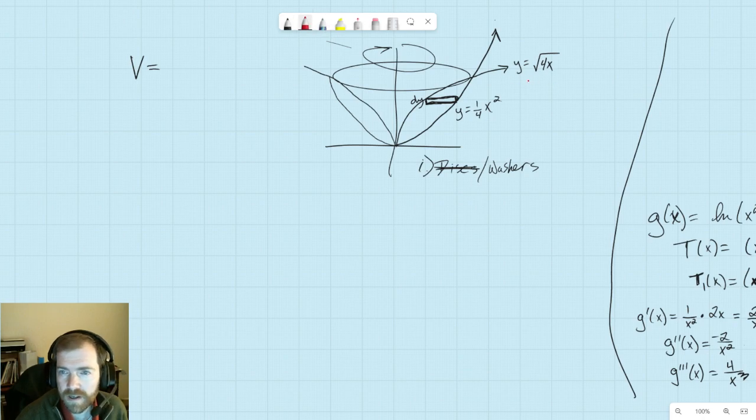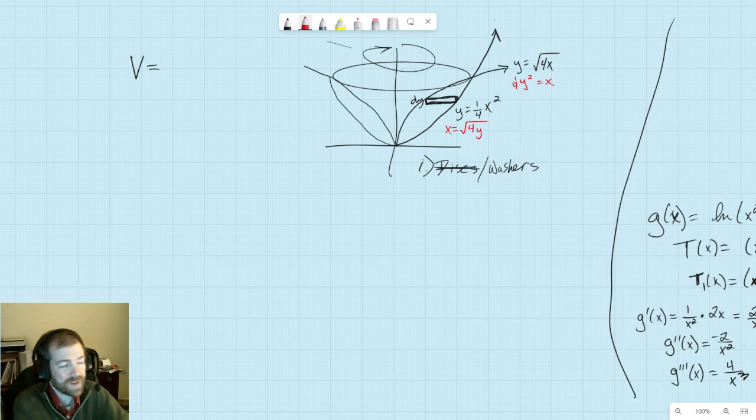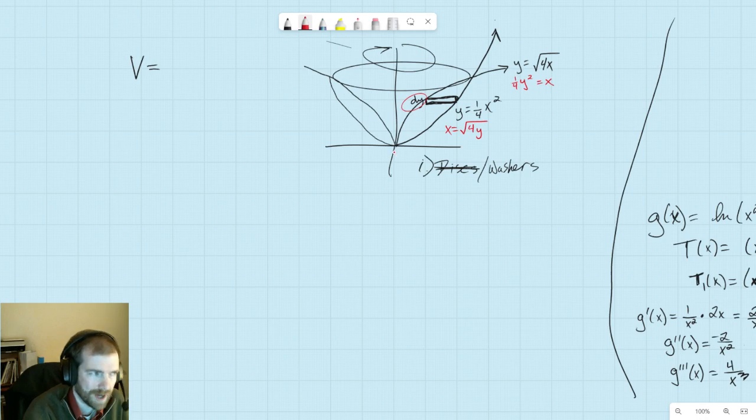So this is going to be instead y squared, and a fourth y squared equals x. And then this one is going to be, interestingly enough, right? Square root of 4y is equal to x. They're just opposites, or they're inverses of each other. So that makes it really nice. All right, there we go. So this is going to be, yeah, because you're doing everything in terms of a function of y, because you've got to take your differential as dy.